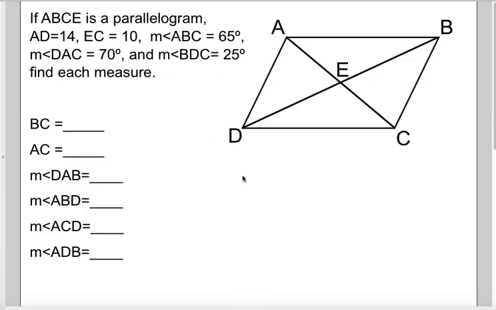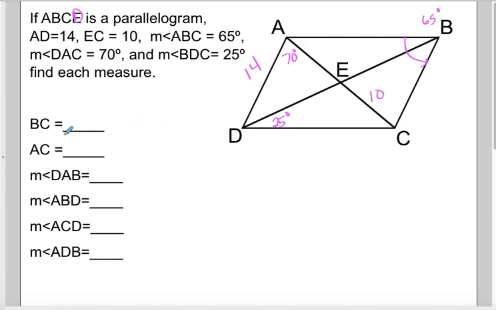Here are a couple of problems that we're going to work out related to parallelograms. If ABCD is a parallelogram, AD is 14 and EC is 10, and the measure of ABC is 65. So A to B to C is this whole angle up here being 65 degrees. DAC, so D to A to C is right here, 70 degrees. And BDC, this one down here, 25 degrees. So those are the given pieces of information.